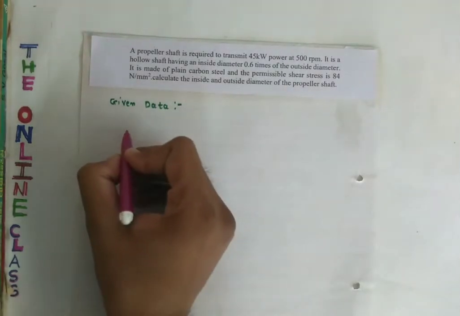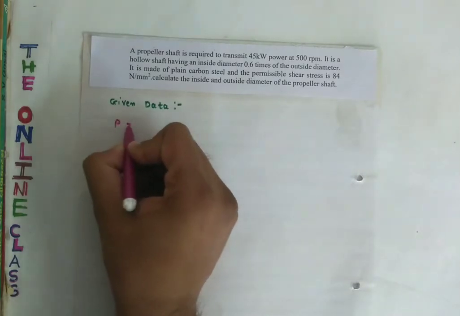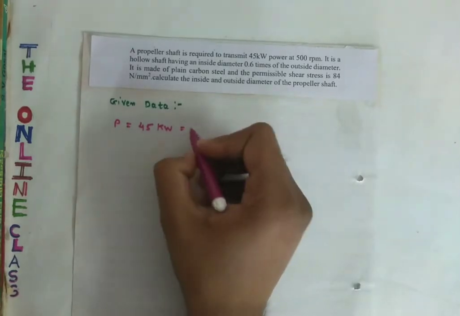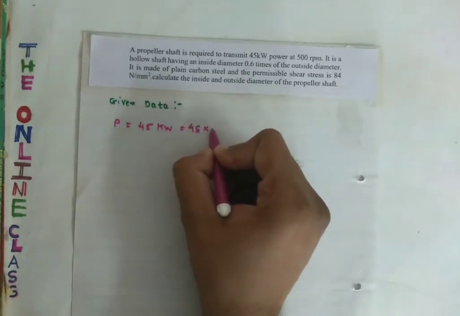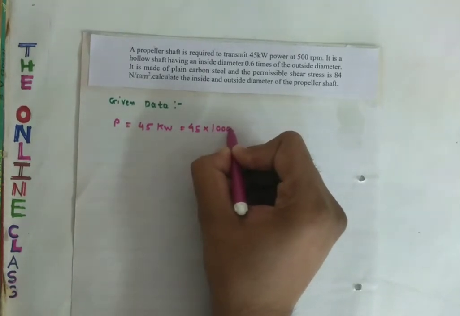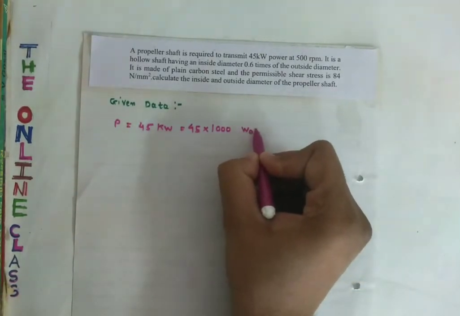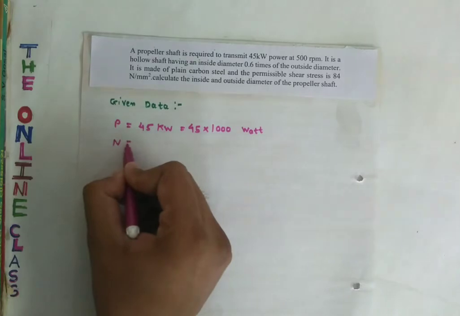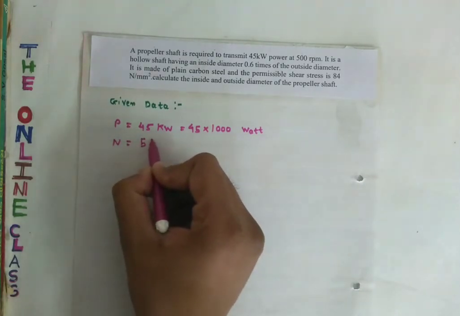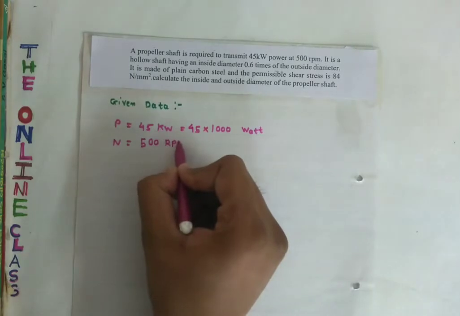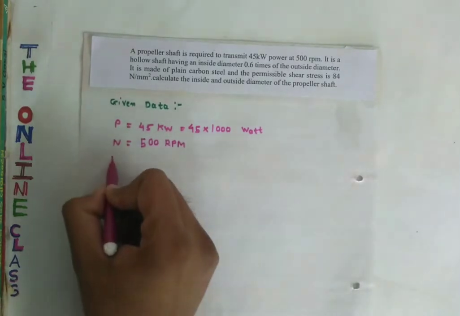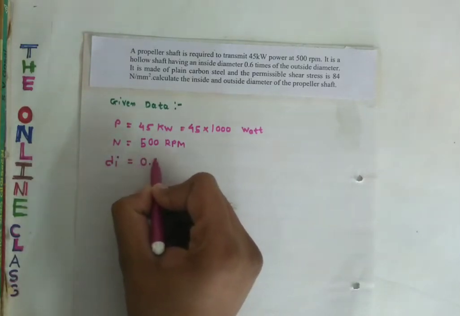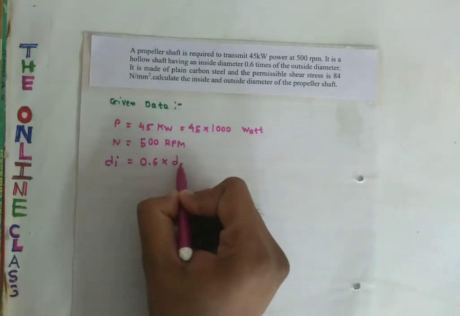First is power P is equal to 45 kilowatt. Convert into watt: 45 multiplied by 1000 watt. RPM is given, N is equal to 500 RPM. Here inside diameter DI is equal to 0.6 times outside diameter.